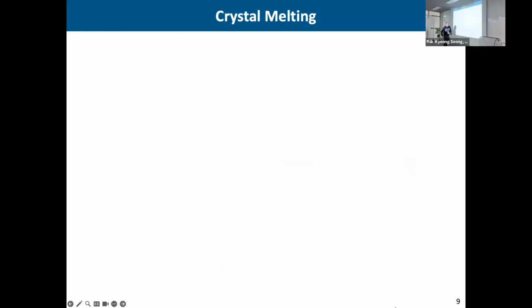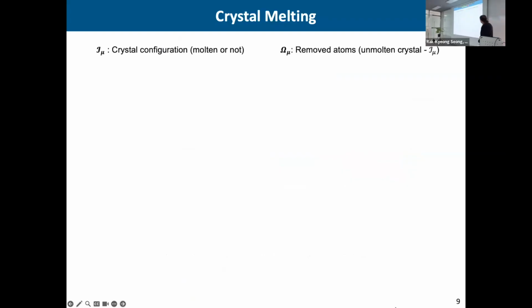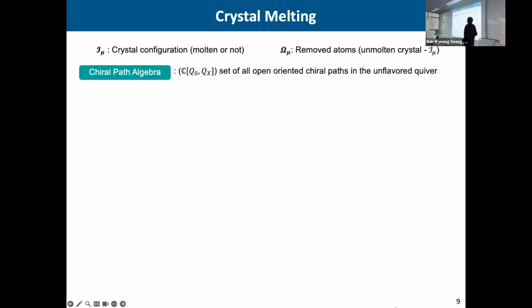Those crystals can be molten, can be melted. I would call mu a crystal configuration, which is either molten or not. Omega mu is what I removed, the atoms that are not surviving. Sometimes I call it the melting configuration, but I'm not sure that's what I should call it. There's a chiral path algebra, or path algebra of chiral fields, that are all the oriented chiral paths in the unflavored quiver.